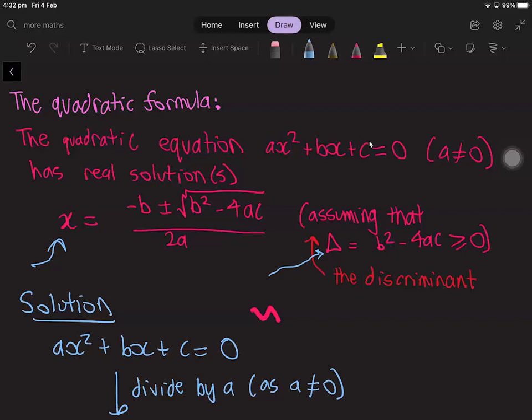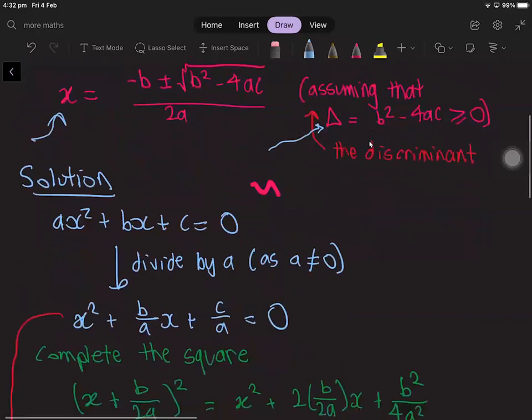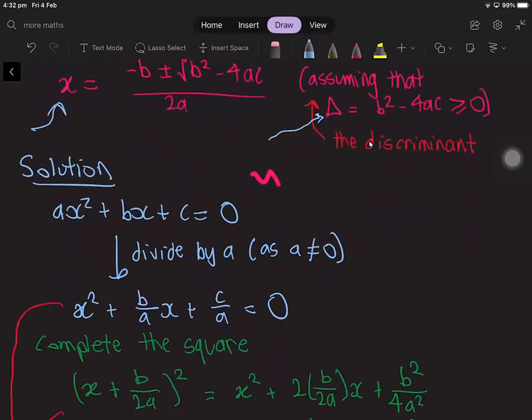Let's have a look at the proof. So first, starting with the equation ax squared plus bx plus c equals 0. Since the coefficient a is not equal to 0, we can divide both sides by a. And this gives us x squared plus b over a x plus c over a equals 0.